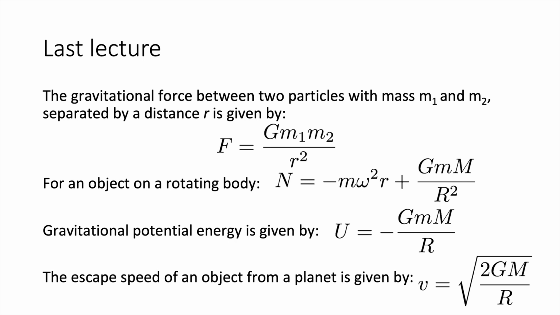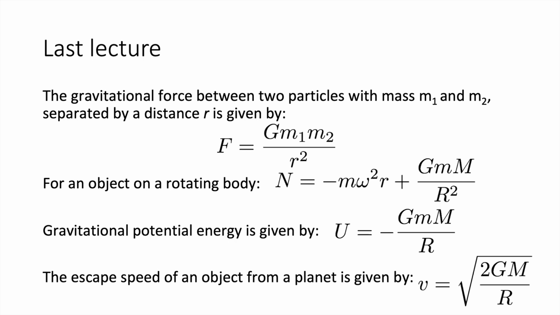In the last lecture, we saw Newton's law of universal gravitation, which tells us that the gravitational force between two particles with mass m1 and m2 separated by a distance r is given by F = G m1 m2 / r², where G is the universal gravitation constant.